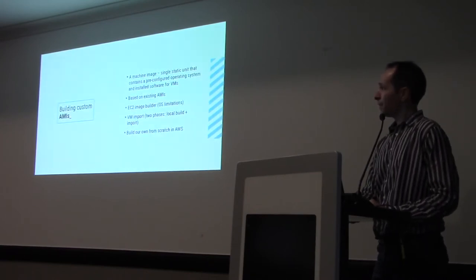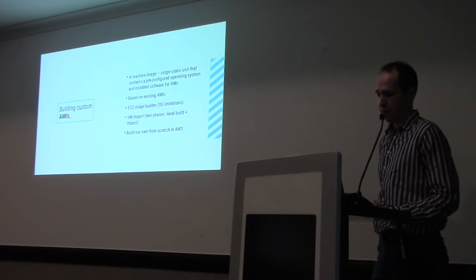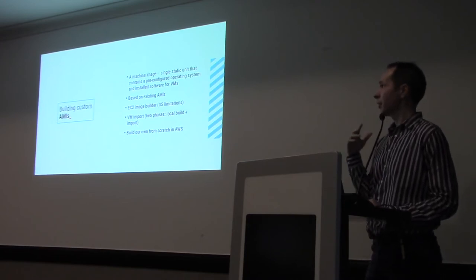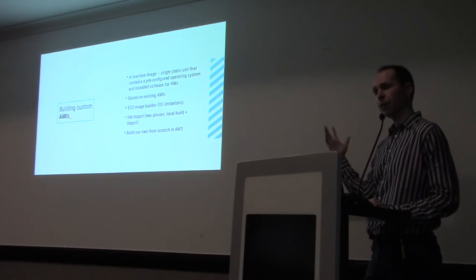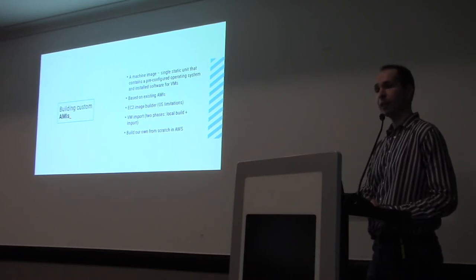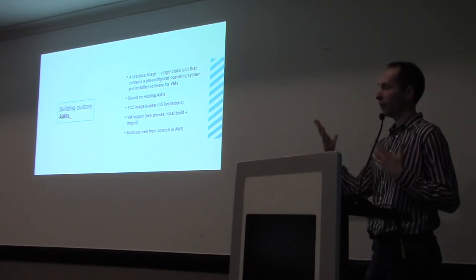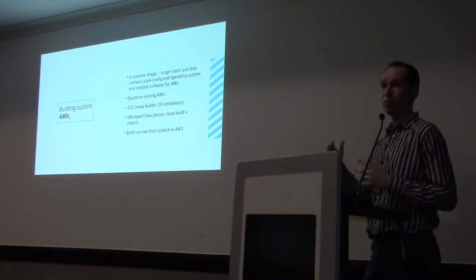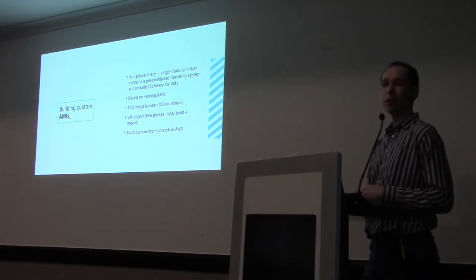So, building a custom AMI, as I mentioned, is basically just a machine image. It's a single static unit that contains a pre-configured operating system and all the software that you would need for that instance or VM, as you can call it if you wish.